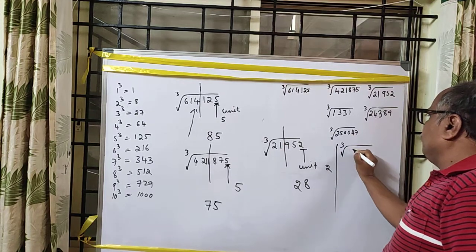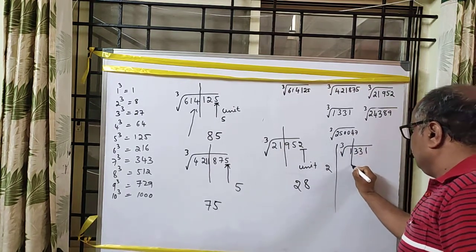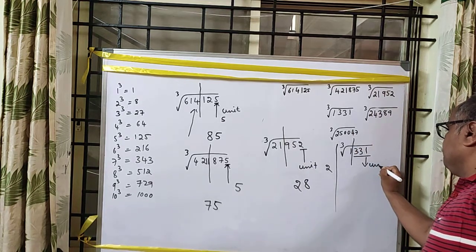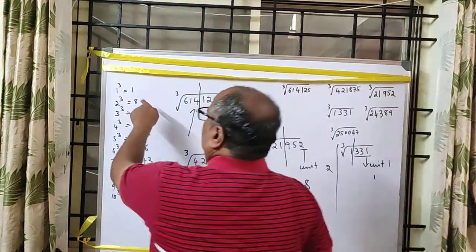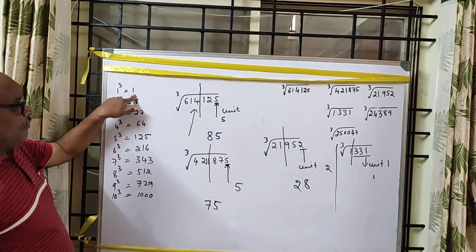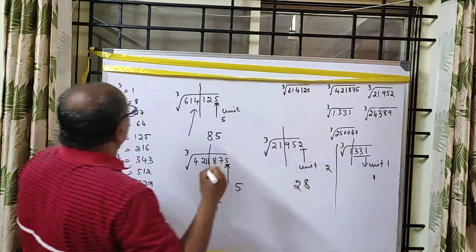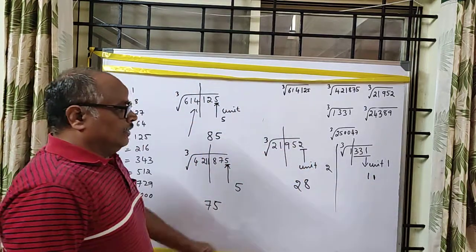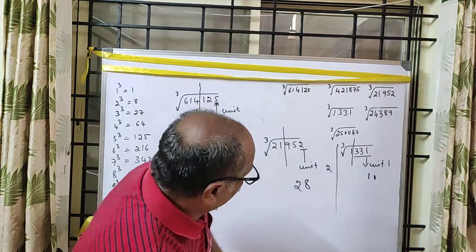Cube root of 1331. Grouping. In 331, the unit place is 1. What is the cube root of 1? 1 itself. So the cube root of 1 is 1 only. Therefore, the cube root of 1331 is 11.